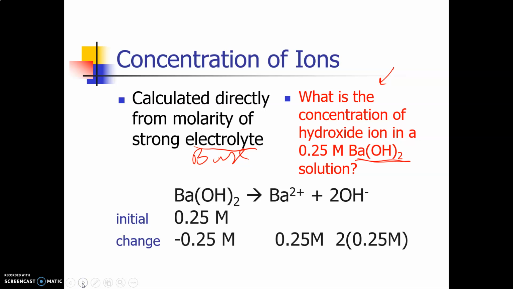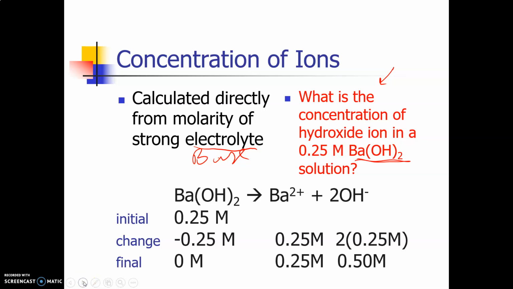The change happened here. The barium hydroxide decreased, right? And the barium ion increased by the same amount. Also the OH. As you can see here, after you balance, and this has to be balanced, you have 2 OH. So you have to multiply the amount of concentration for 1 hydroxide by 2 because you have 2 moles of hydroxide group, right?